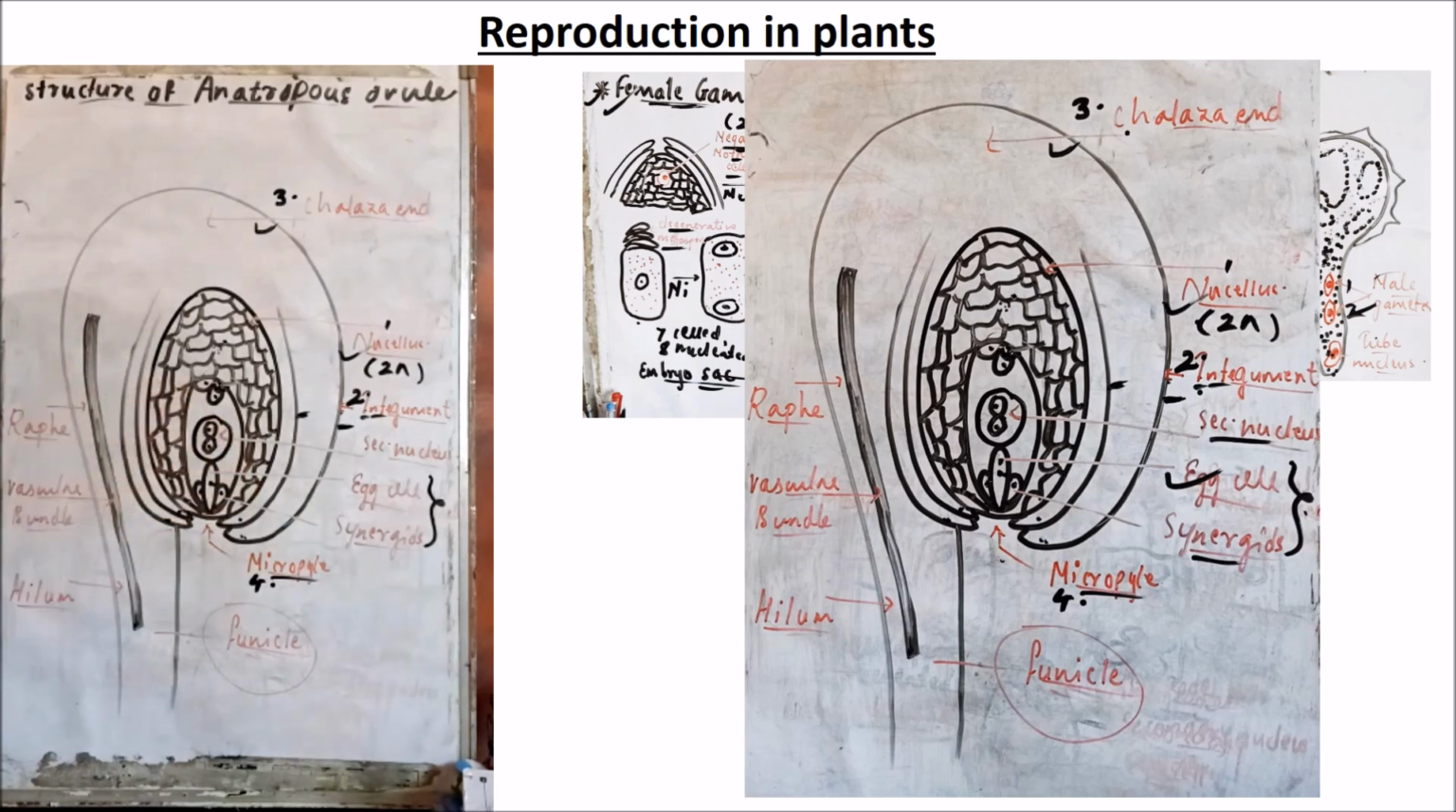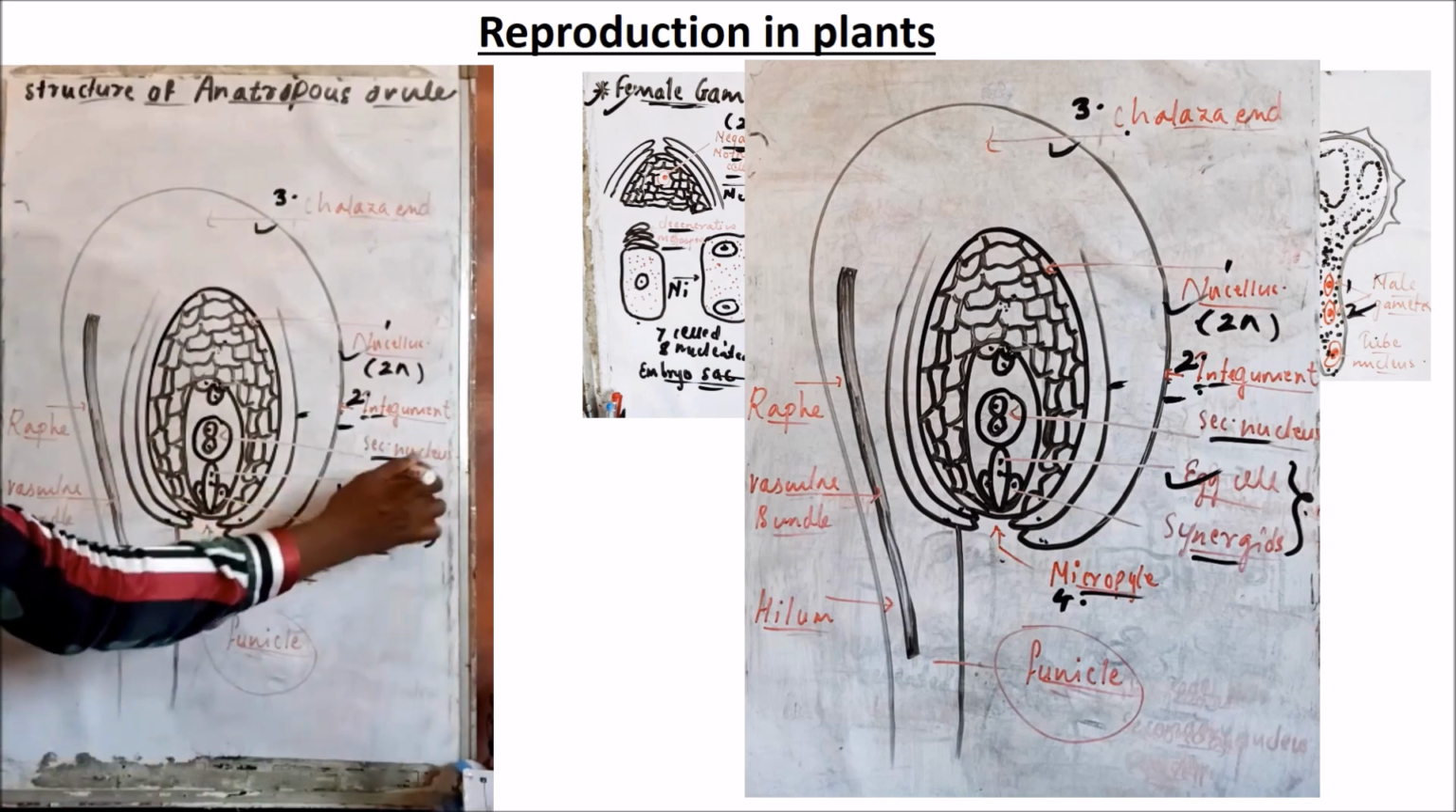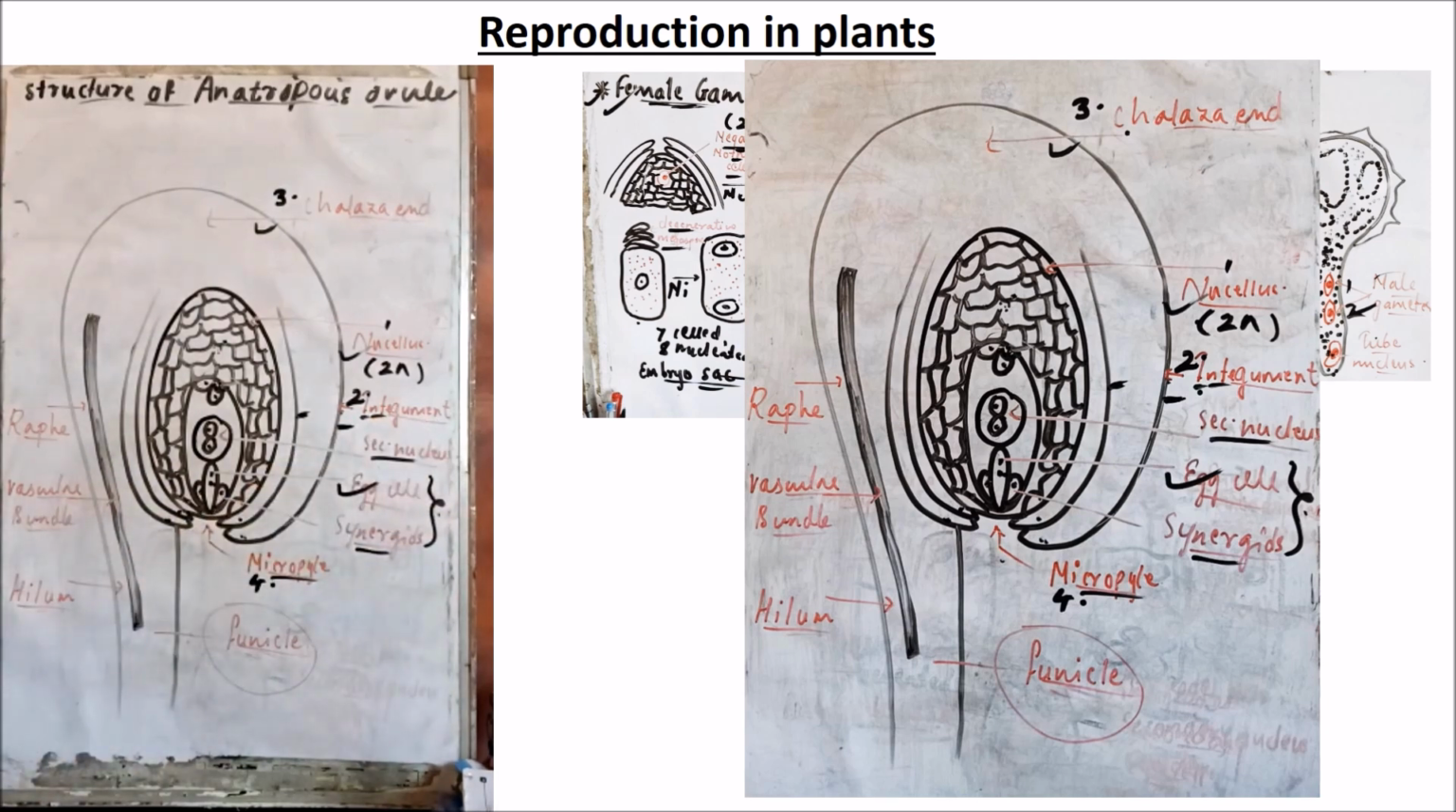Second is the secondary nucleus. The secondary nucleus is formed by two haploid daughter nuclei. They are diploid in condition. Function: after fertilization, the secondary nucleus develops into the endosperm, which is triploid in nature. The third one is the egg apparatus. In the egg apparatus, the central cell is called the egg cell, and the two flanking cells are called the synergids. The egg cell and the synergids are haploid in nature. After fertilization, the egg cell forms the zygote, and the synergid cells undergo degeneration, right?